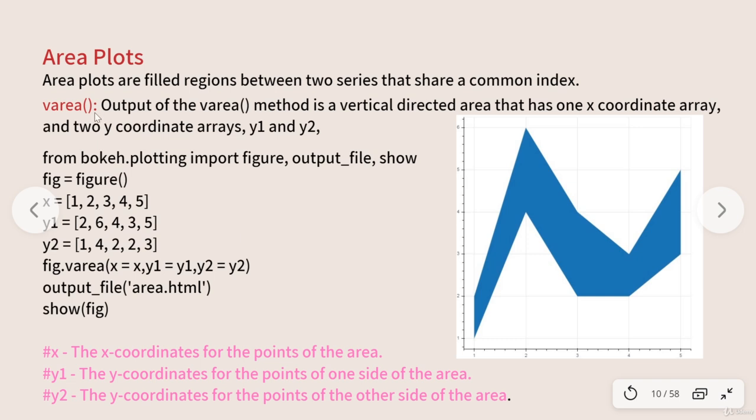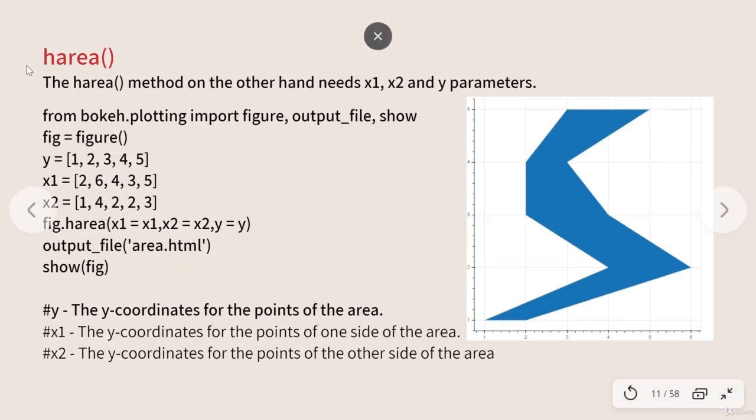So in case you want to draw a vertical area plot, then you have to go with these two y coordinates. In a similar way, if you want to have a horizontal area plot, the function is h area. In h area, there will be one y and two x. All right. Now, since you want your plot to be placed horizontally, it's important that there would be two x coordinate values and one y coordinate value.